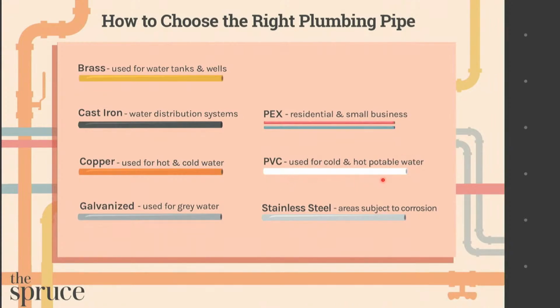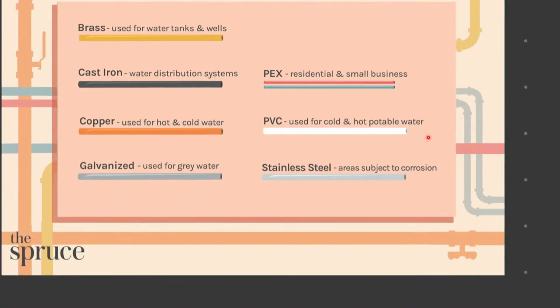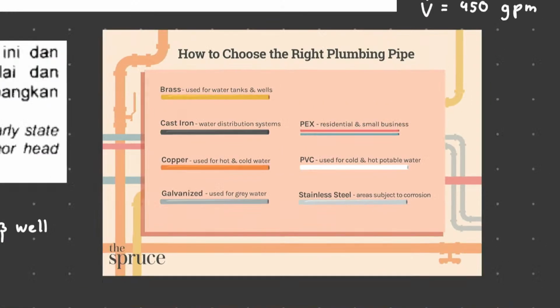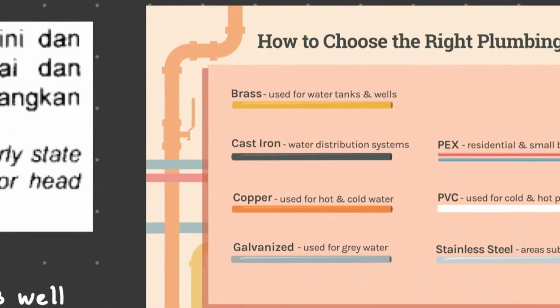PVC is used for hot and cold potable water. Potable is like drinkable, if I'm not mistaken. Drinkable, I don't know, I don't remember. It's like it has no germs, something like that maybe. Stainless steel is also there. So what I choose is brass.